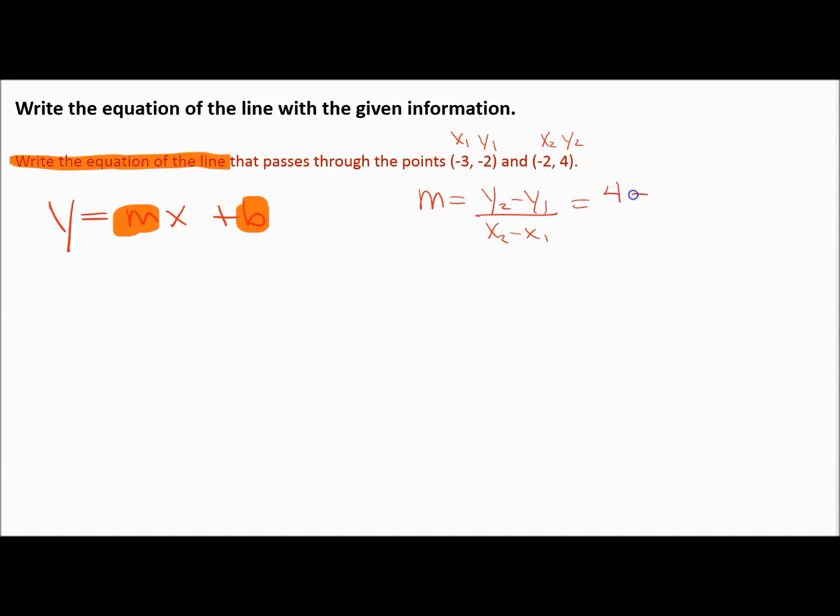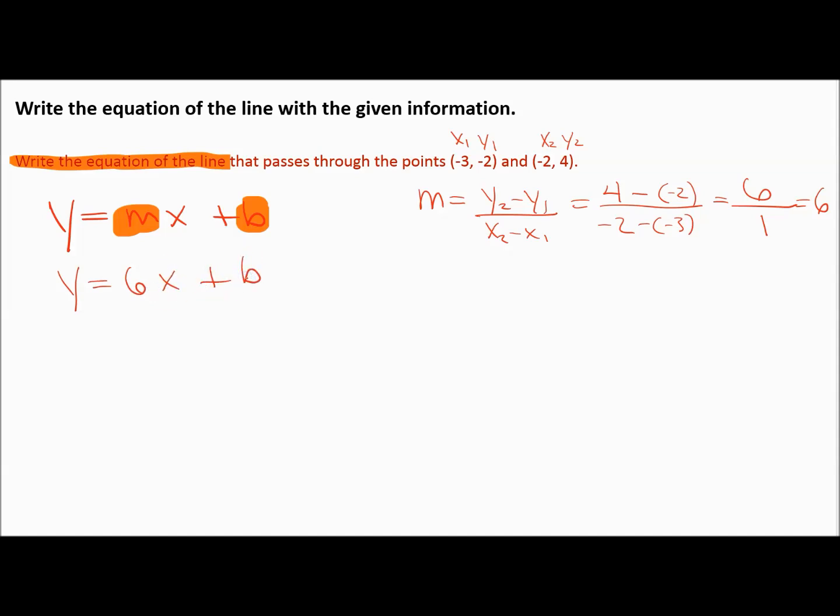So that's 4 for y2 minus -2 for my y1, divided by -2 for my x2 minus -3 for x1. I continue simplifying. I'm going to go to the right this time. These two negatives turn positive, so it gives me 6. These two negatives turn positive, so I have a -2 and a +3, which gives me 1, which overall 6 divided by 1 is 6. So I have an m.